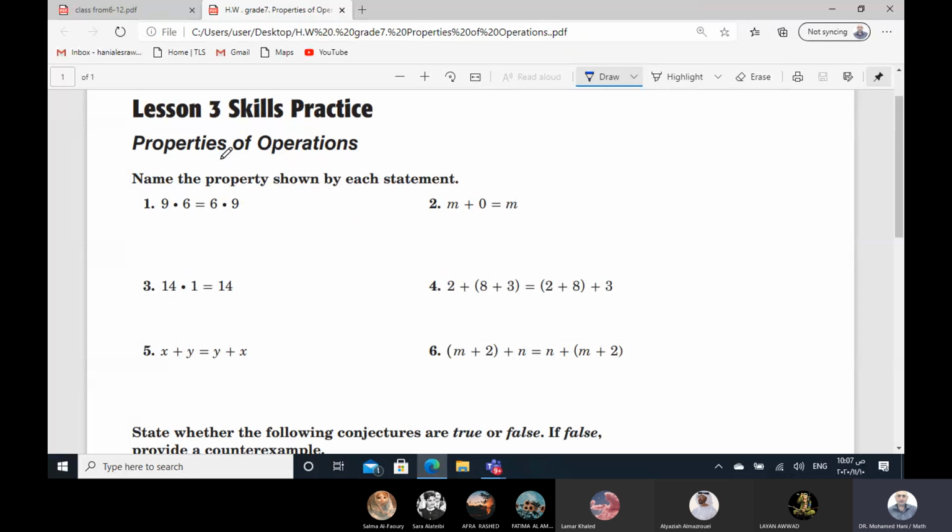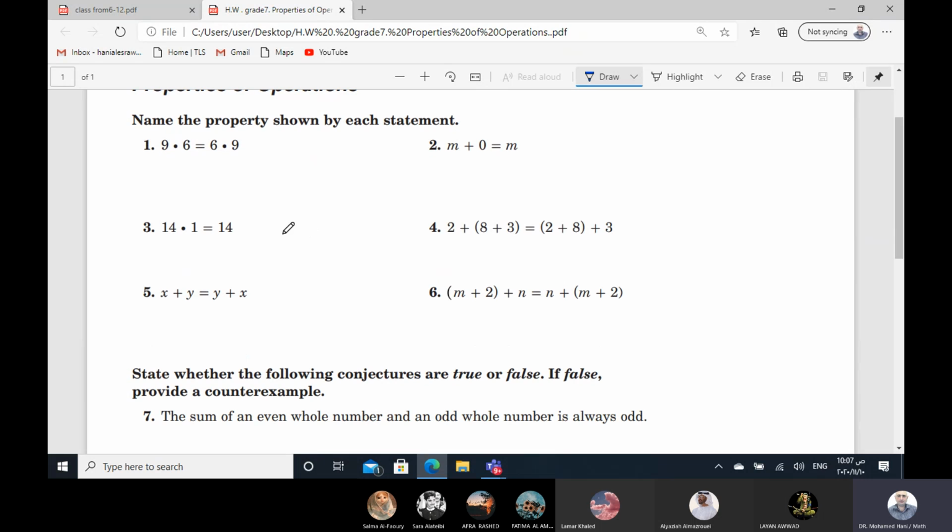So our lesson today, properties of operations. The question now: name the property shown by each statement. As you see here in the first exercise, we have 9 times 6 equals 6 times 9. 9 times 6, as you know, will be 54. And 6 times 9 also will be 54. So we have the same answer. We have the same numbers, but in a different place. Here 9 times 6, here 6 times 9.